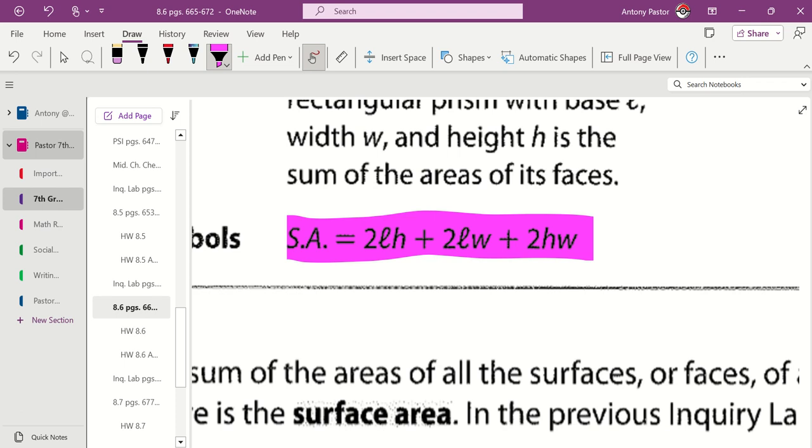Any questions on rectangular prism surface area? No? We're all good? Okay, the one other thing I want to add, if it's a cube, guess what? Every single side is going to be equal, right? Because a cube is made up of what?